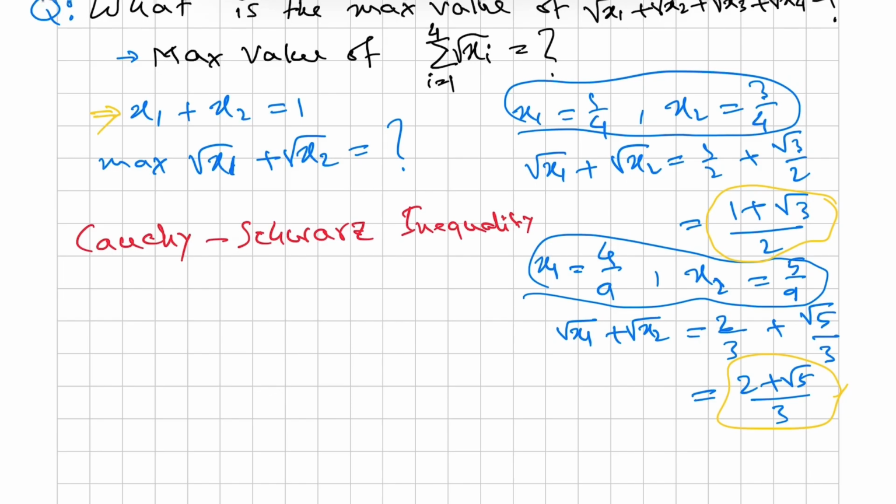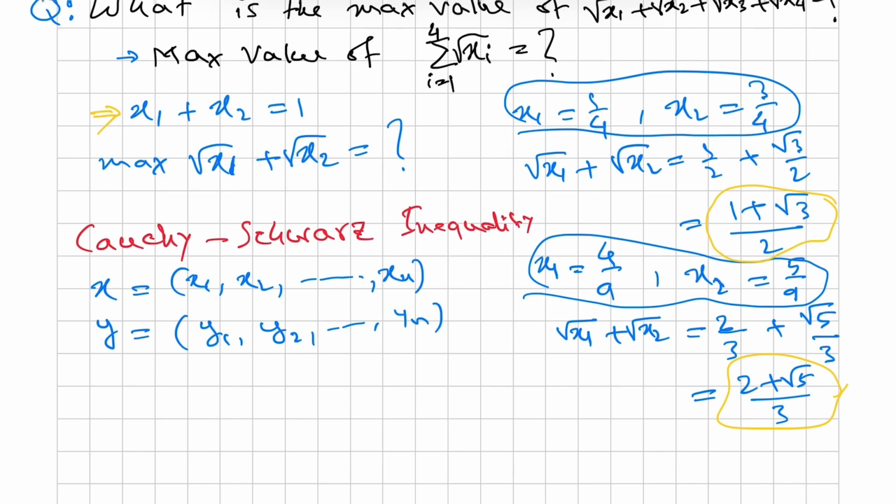What is the Cauchy-Schwarz inequality? Suppose you have vectors x and y, n-dimensional vectors. So I will write x as x1, x2, dot dot, comma, xn, and y as y1, y2, comma, yn. Suppose these are the two vectors. The inequality is of course true in general, but here suppose the xi's and yi's are positive, that's not a problem.